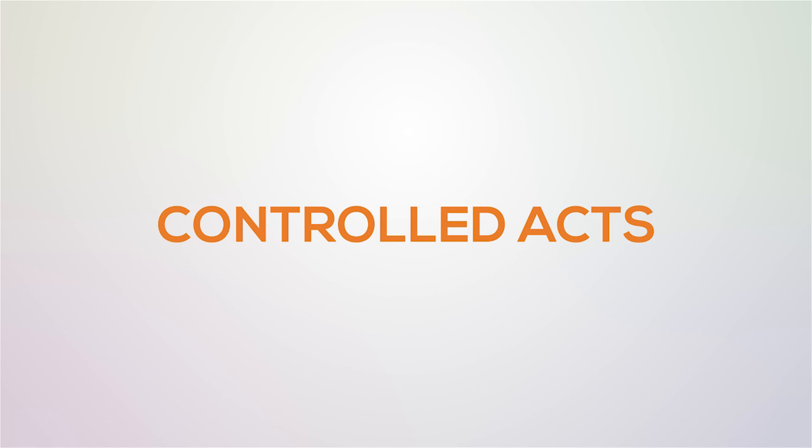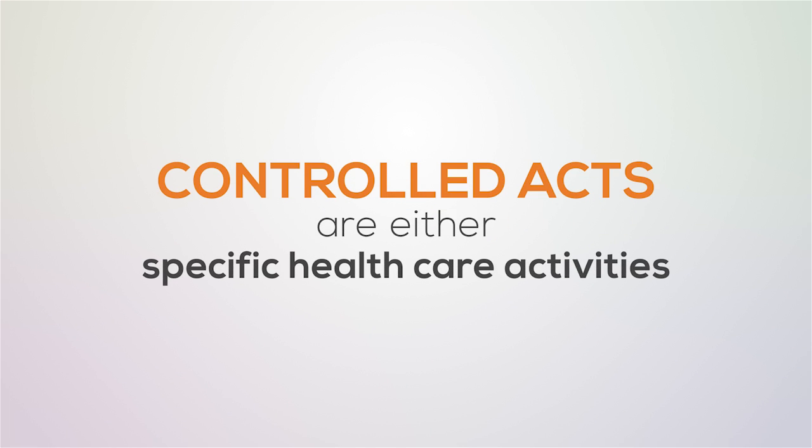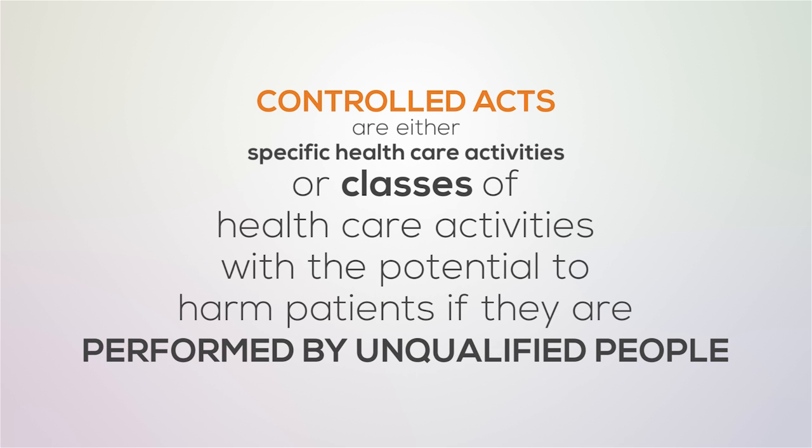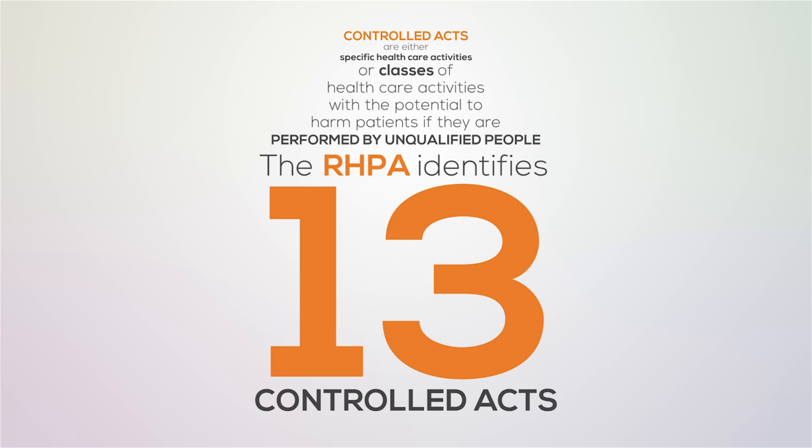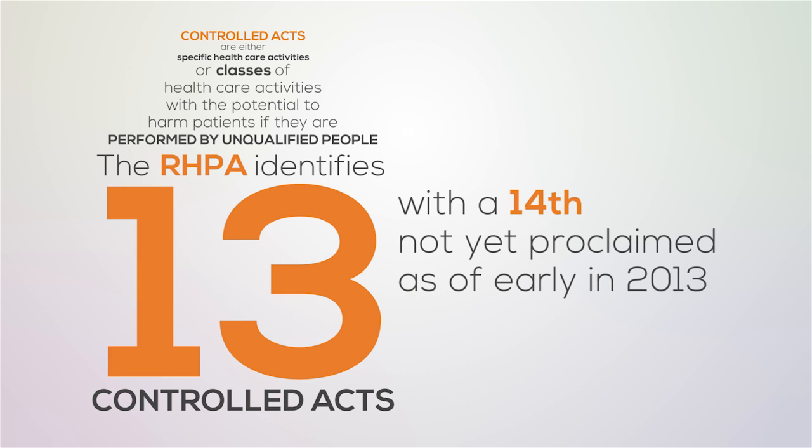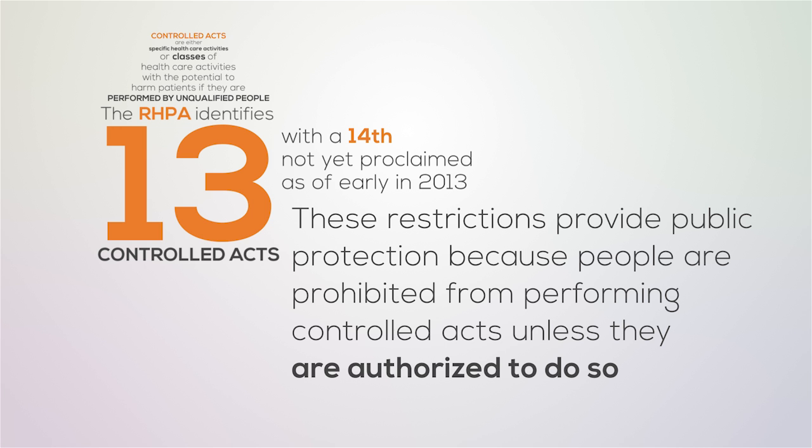Let's talk a bit about controlled acts. Controlled acts are either specific healthcare activities or classes of healthcare activities with the potential to harm patients if they're performed by unqualified people. The RHPA identifies 13 controlled acts, with a 14th not yet proclaimed as of early 2013. These restrictions provide public protection because people are prohibited from performing controlled acts unless they are authorized to do so, or they may perform the activity using one of the alternative authority mechanisms in the Act.